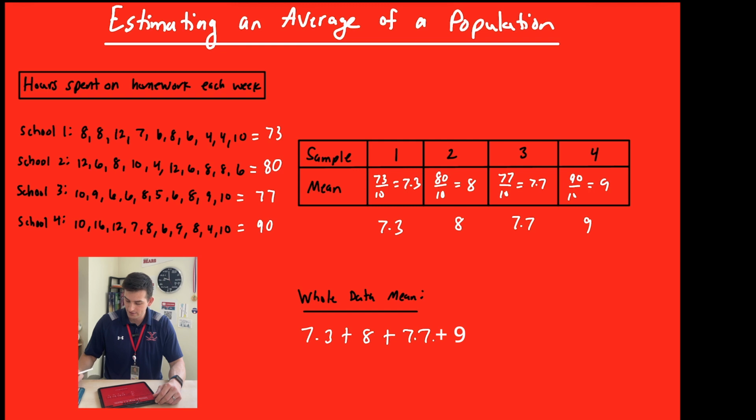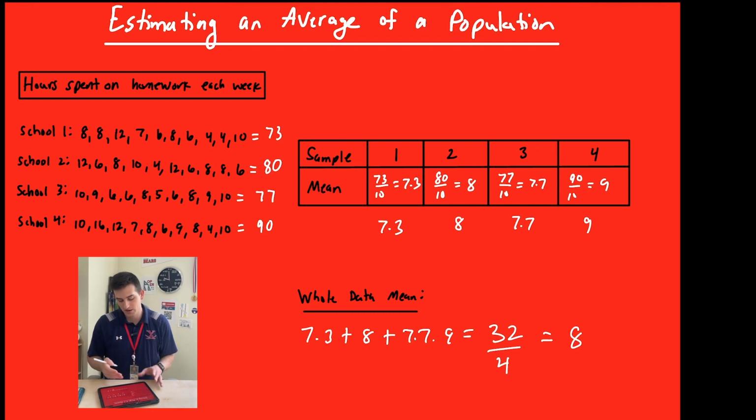Okay, let's add those together. 8 and 9 would give us 17, 7.3 and 7.7 would give us 15, so 15 and 17 would give us 32. So we have 32 hours total. We had 4 schools, so we divide that 32 by 4 and we get 8.